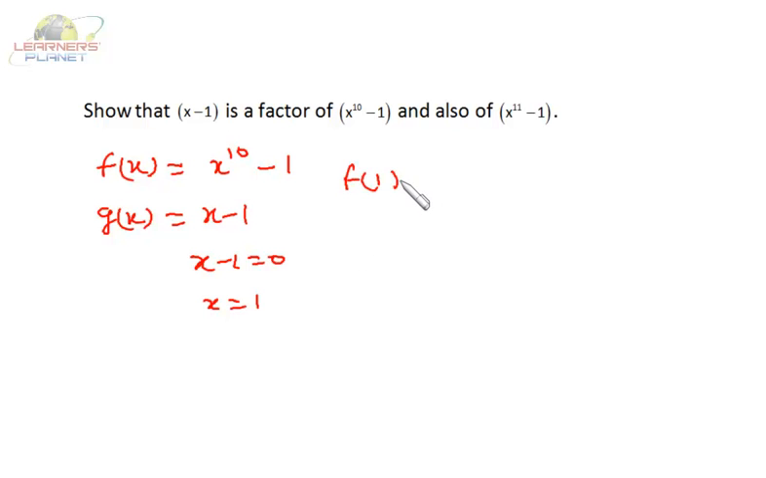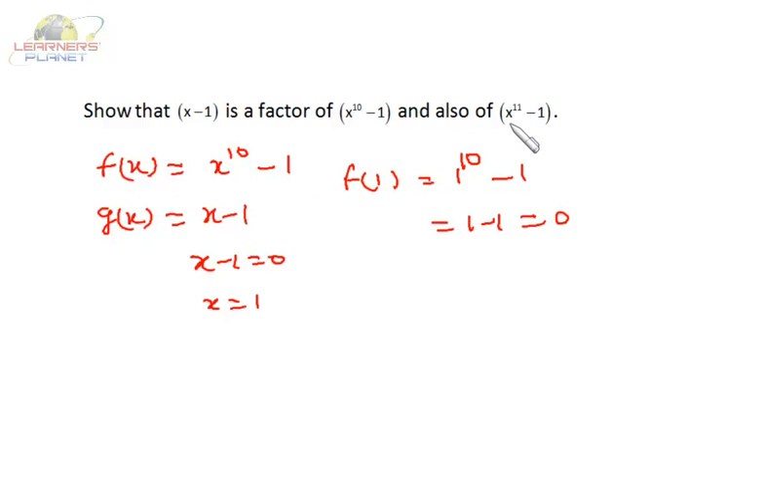If f of 1 is 0, then x minus 1 will definitely be a factor of x raised to 10 minus 1. And if f of 1 is not equal to 0, then x minus 1 will not be a factor of x raised to 10 minus 1. So let's calculate f of 1. Just put the value of x as 1 in this expression. So it's 1 raised to 10 minus 1, that is 1 minus 1, that is 0. So if we put x is equal to 1, we get the value of this expression as 0. That means x minus 1 is definitely a factor of x raised to 10 minus 1.